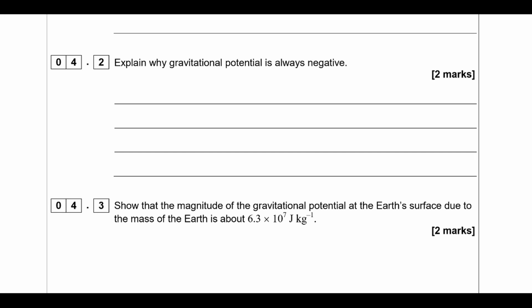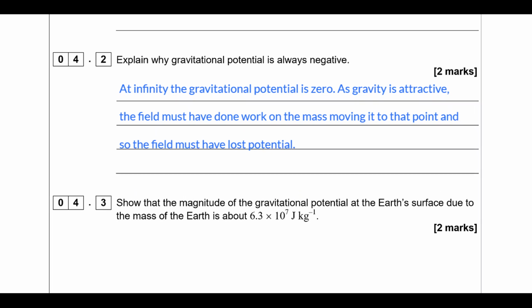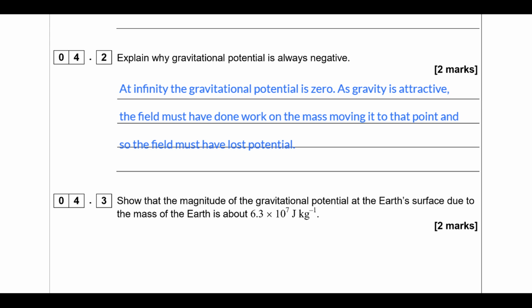Explain why gravitational potential is always negative. Well, the first thing is that at infinity, the potential is 0, and gravity is always attractive, so the field must have done work to move the mass there. So the field must have lost energy for the object to gain it, if you like. So let's put that into words. Okay, so then, let's just group those.